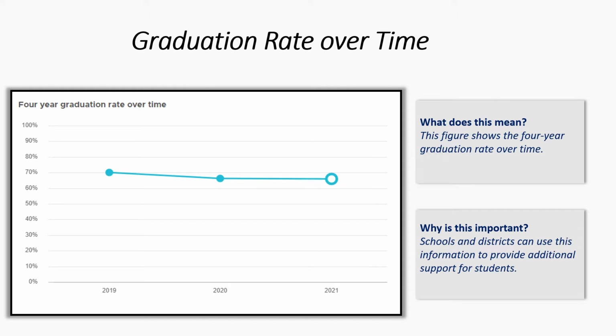Graduation rate over time. What does this mean? This figure shows the 4-year graduation rate over time. Why is this important? Schools and districts can use this information to provide additional support for students.